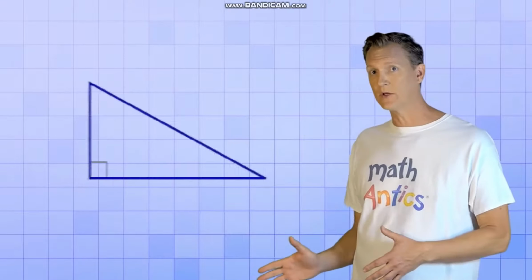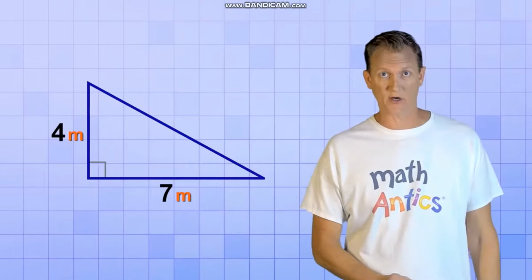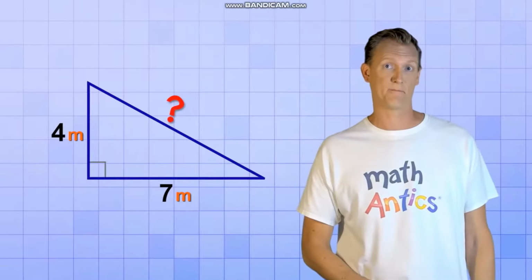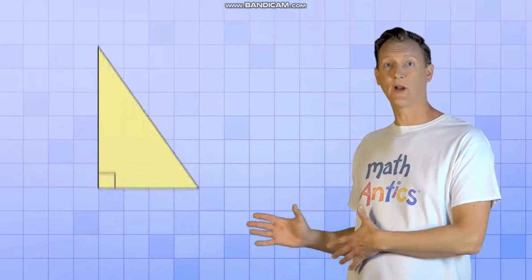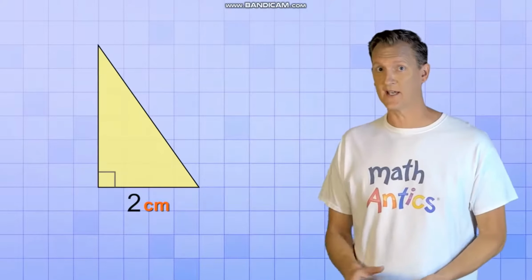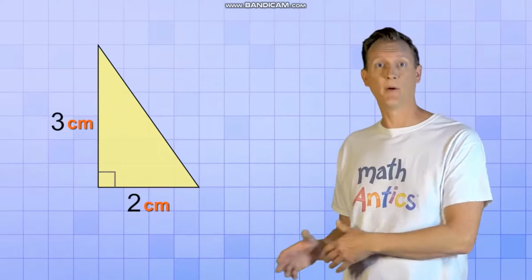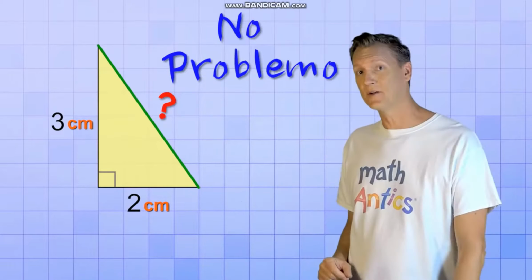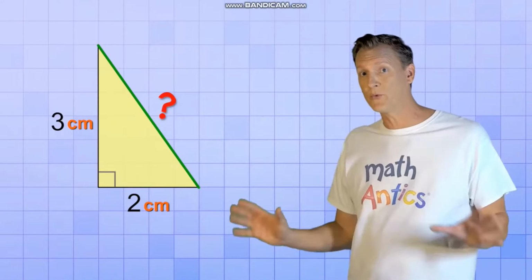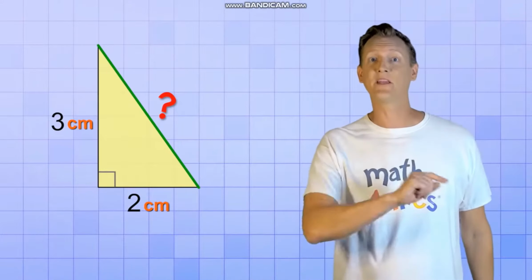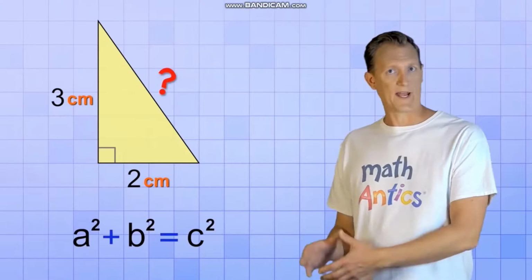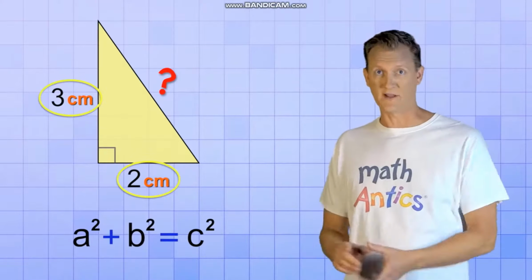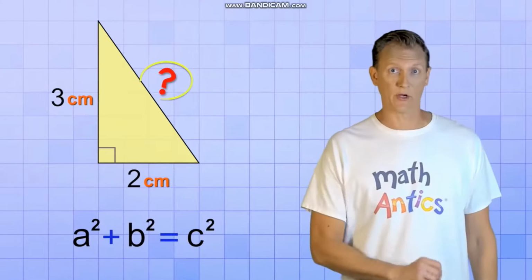Specifically, if you have a right triangle, but you only know how long 2 of its sides are, the Pythagorean theorem tells you how to figure out the length of the third unknown side. For example, imagine that you have a right triangle that's 2 centimeters long on this side and 3 centimeters long on this side, but we don't know how long the hypotenuse is. No problemo. The Pythagorean theorem tells us the relationship between all 3 sides of any right triangle, so we can figure it out. We know that a squared plus b squared equals c squared, so let's plug in what we do know into that equation and then solve it for what we don't know.